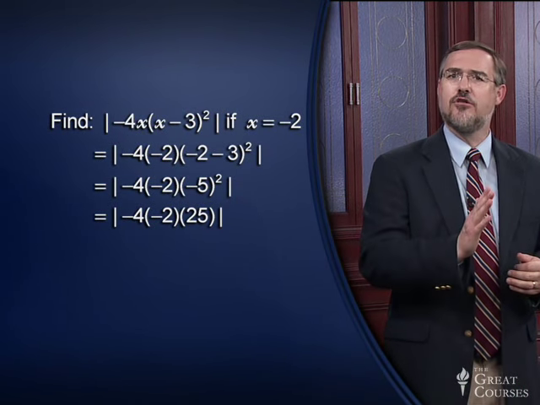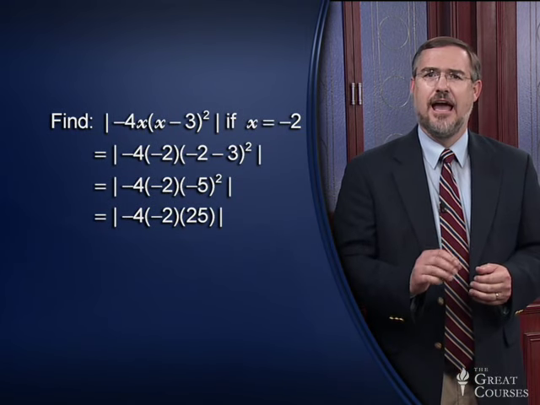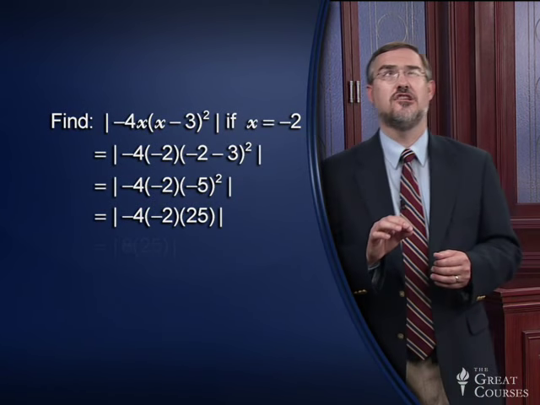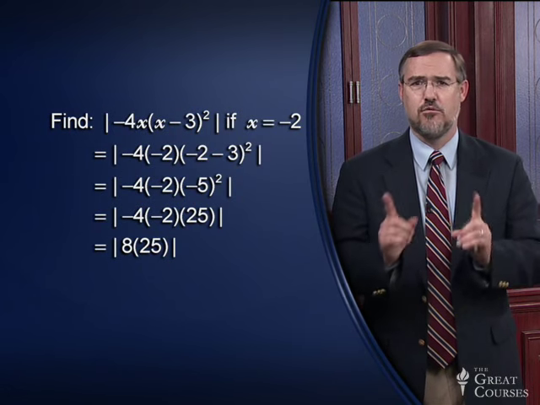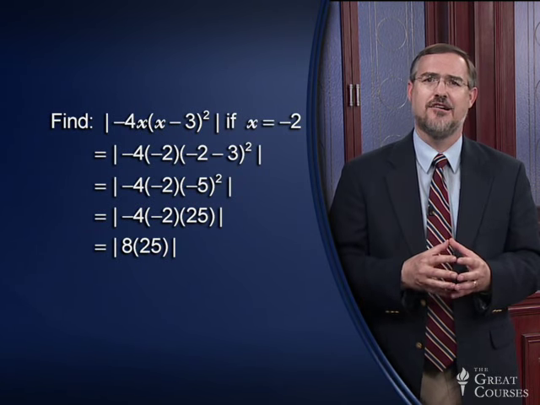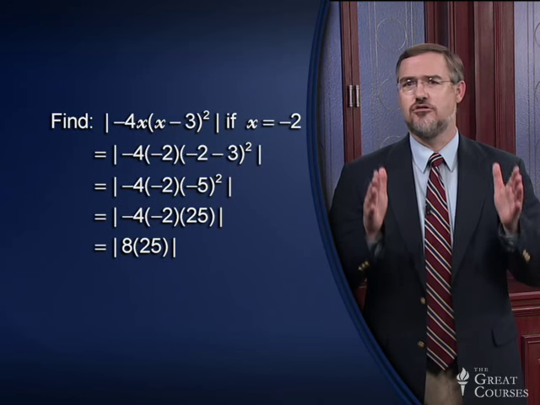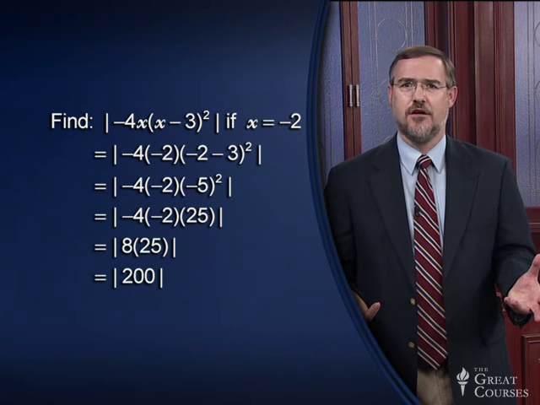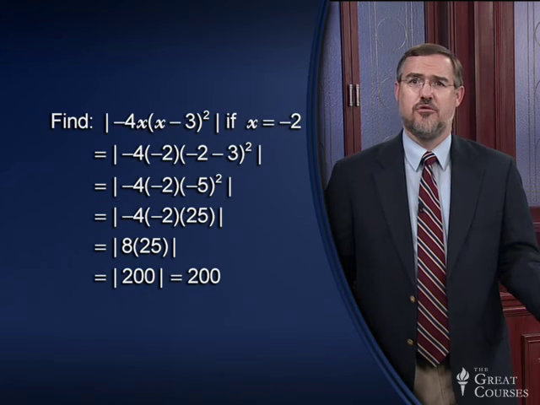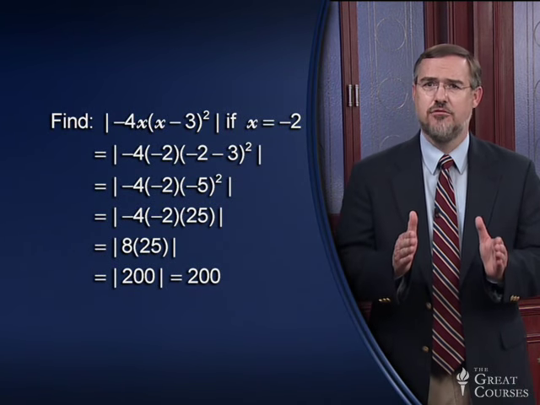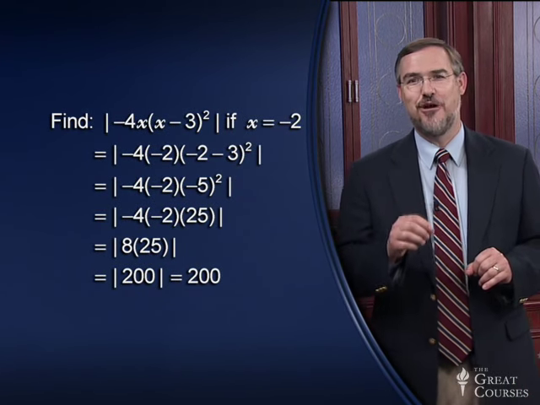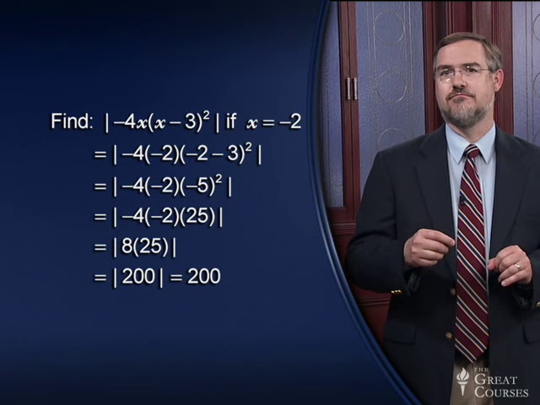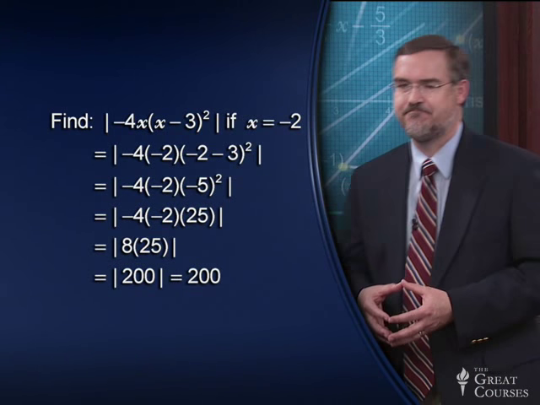I now perform those multiplications, and of course, negative 4 times negative 2, let's see, that's positive 8. Remember, when you multiply two negative numbers, you get a positive back. So I'm really down to absolute value of 8 times 25, which is the absolute value of 200. And this is 200 because the number 200 is exactly 200 units away from the origin. So my final answer is 200.